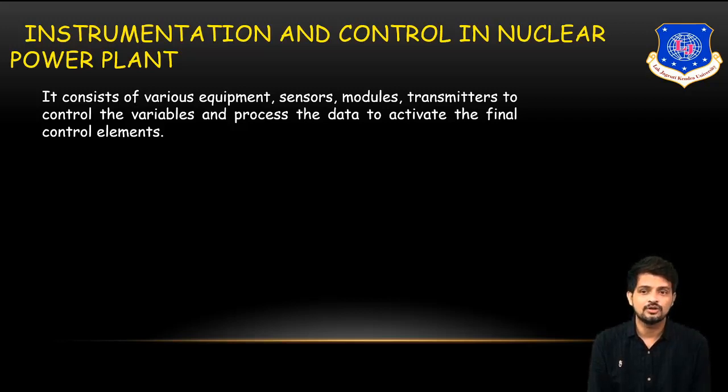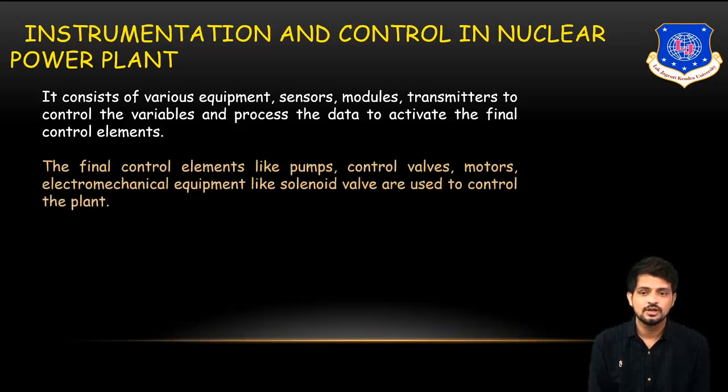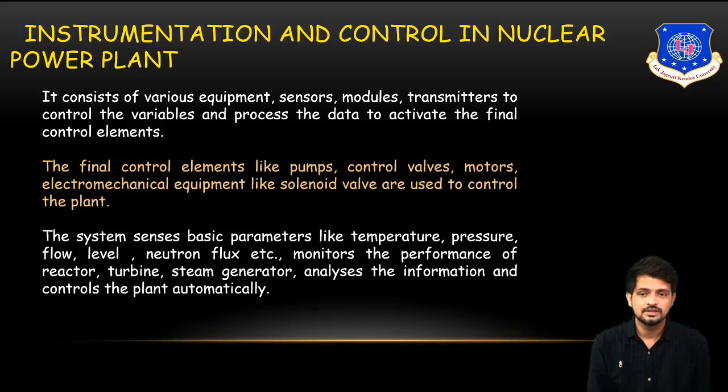It will also deal with this because we have to control various parameters. We have to control the steam flow, we have to control the temperature, and to control each and everything the controllers are used. Okay, so the final control elements like pumps, we have to control the pump, and to control the pump the control signal is to be applied. Then control valves are there, motors, electromechanical equipment like solenoid valves are used to control the plant. Okay, so this is a list of the control elements that we are using.